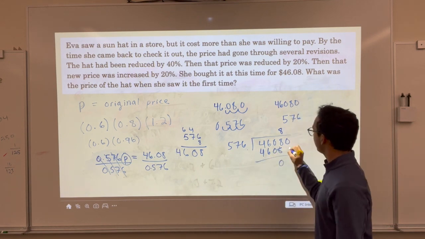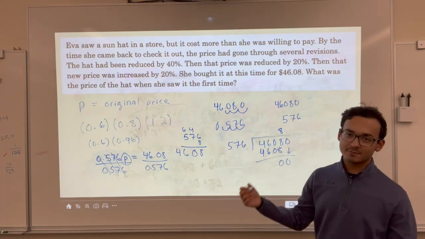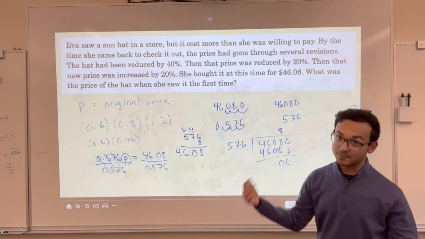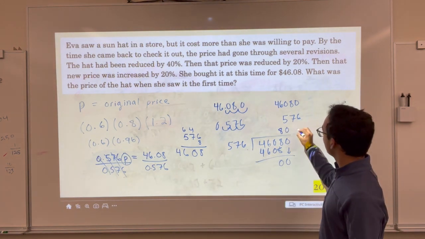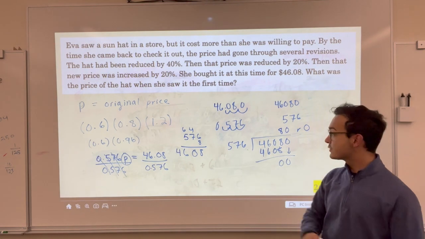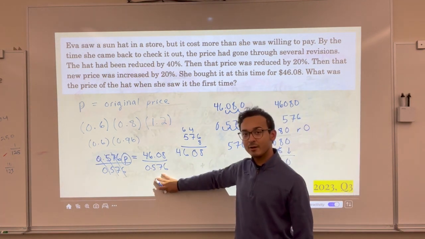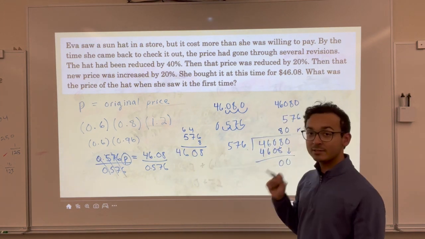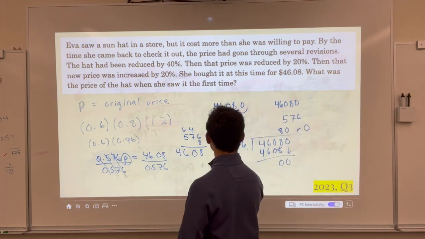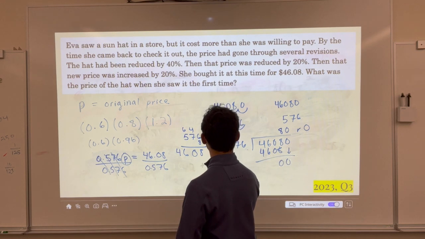We're left with 0, bring down the 0. How many times does 576 go into 0? 0 times. So we're left with 80 with no remainder. So we have just shown that this fraction simplifies to a nice $80. So our final answer is $80.